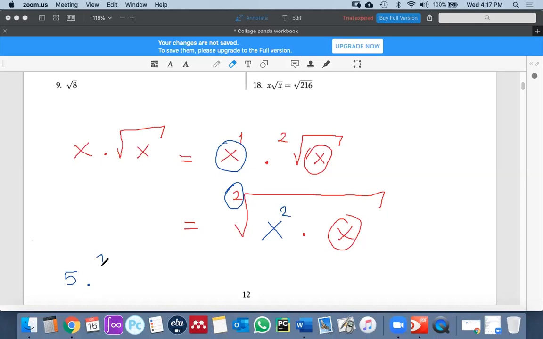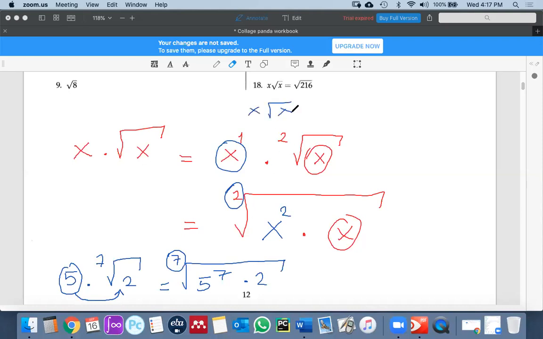One more time. 5 times the 7th root of 2 is equal to the 7th root of 5 to the power of 7 times 2. It's the same thing. So how will this 5 come inside? By taking the index, 5 to the power of 7. So the answer of your question, x times root x, will be inside of this: x squared times x. So this will be x cubed. Is it okay right now?